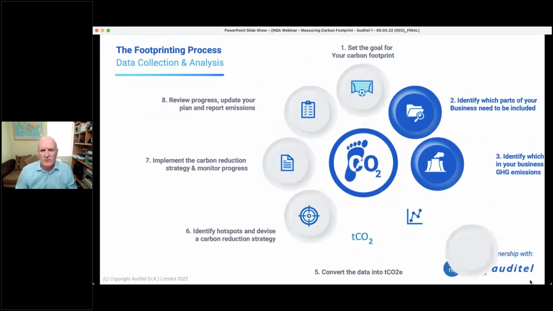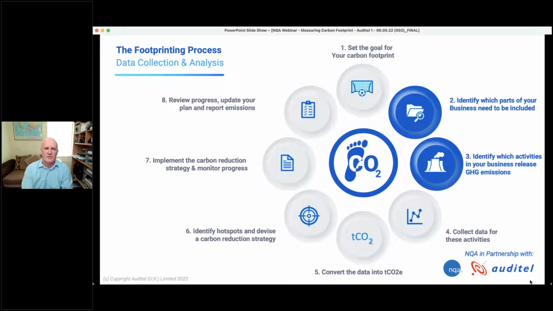Now, I want to focus on the process for PAS 2060. The first thing any organisation should look to do is set your goals for what you want to achieve. For every company or organisation, it's going to be a different journey. But the first thing we should be looking to do is set up a task force or a project team who's actually going to set the goals for what we're trying to achieve.